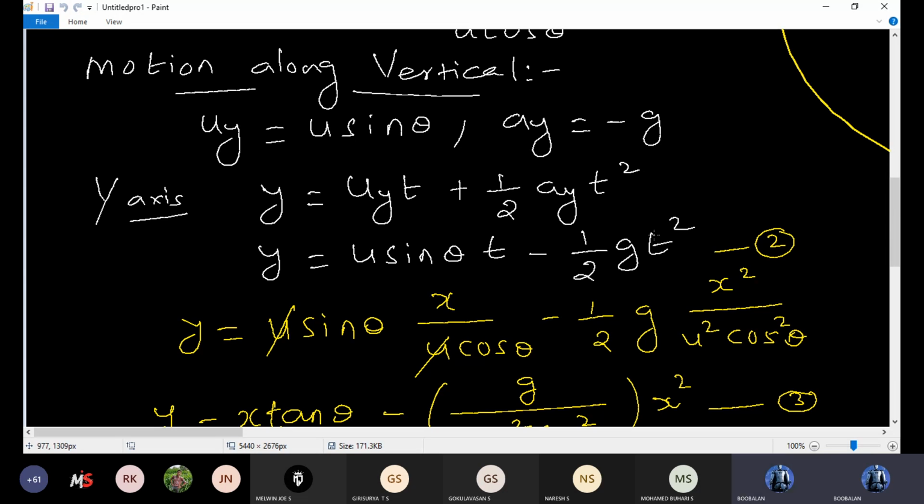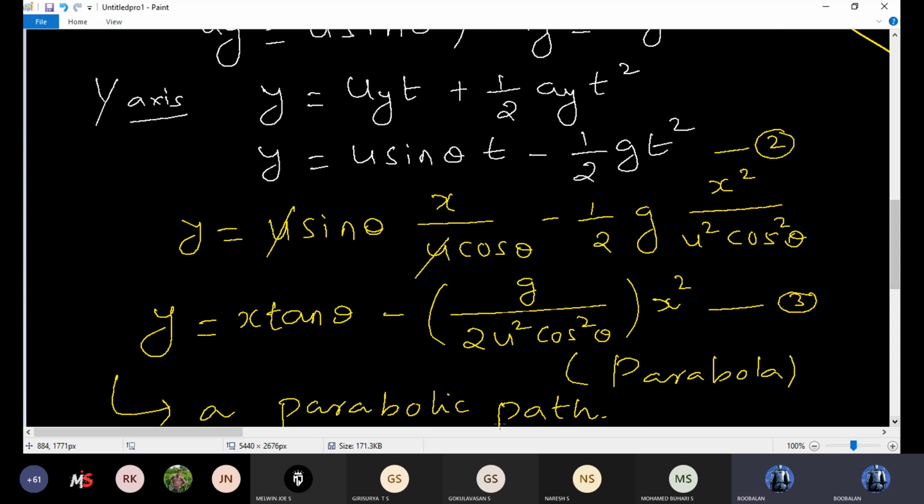So t square means x square divided by u square cos square theta. After simplification, you will get y equal to x tan theta minus g divided by 2u square cos square theta x square. So this is the parabola formula. So the projectile's path is parabolic, whether it is a straight line or rectilinear, otherwise a curved path. This is the parabolic path. The projectile follows a parabolic path.